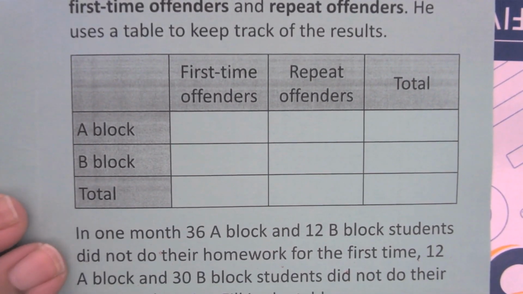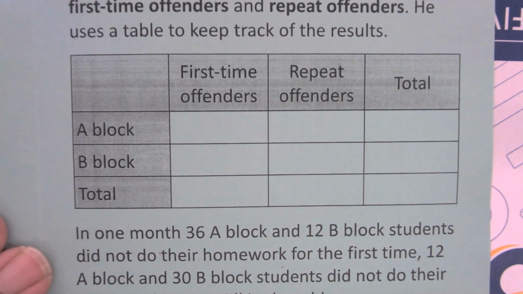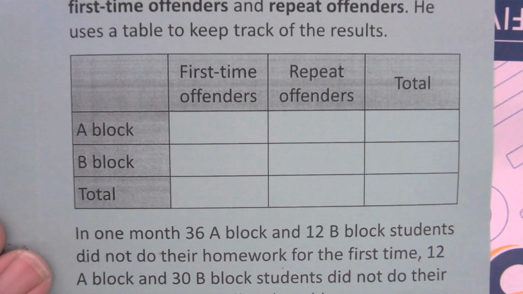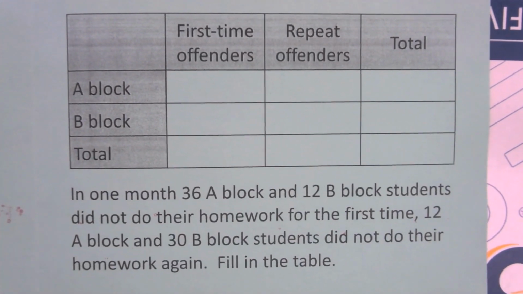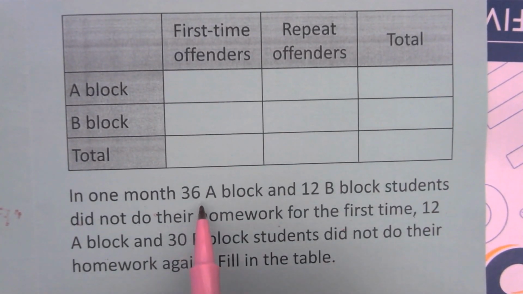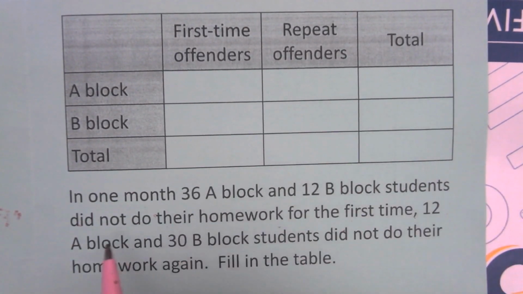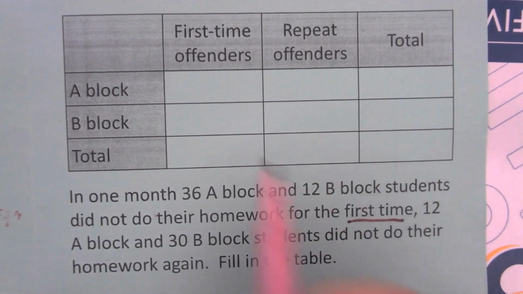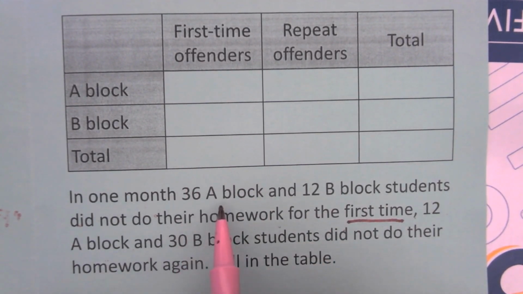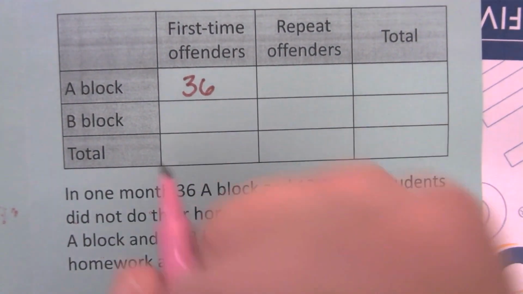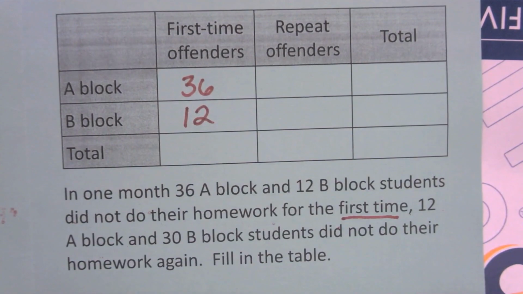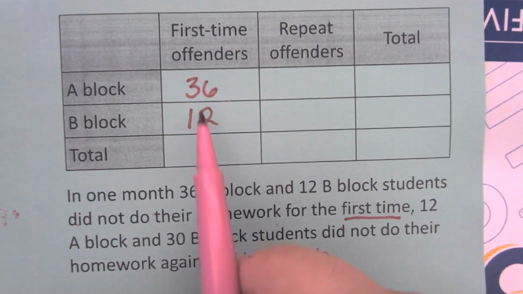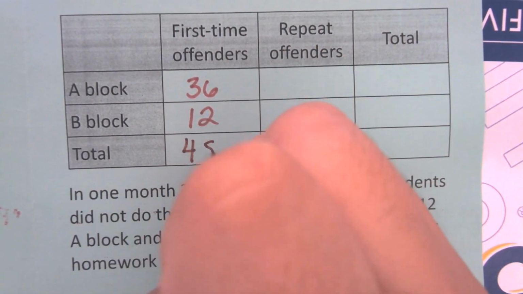In 1 month, 36 A block and 12 B block students did not do their homework for the first time. 12 A block and 30 B block students did not do their homework again. Fill in the table. So let's read that again. In 1 month, 36 A block and 12 B block students did not do their homework for the first time. So those are first-time offenders. So 36 A block, so 36 will go here, and 12 B block. So that means there's a total of 48 first-time offenders.